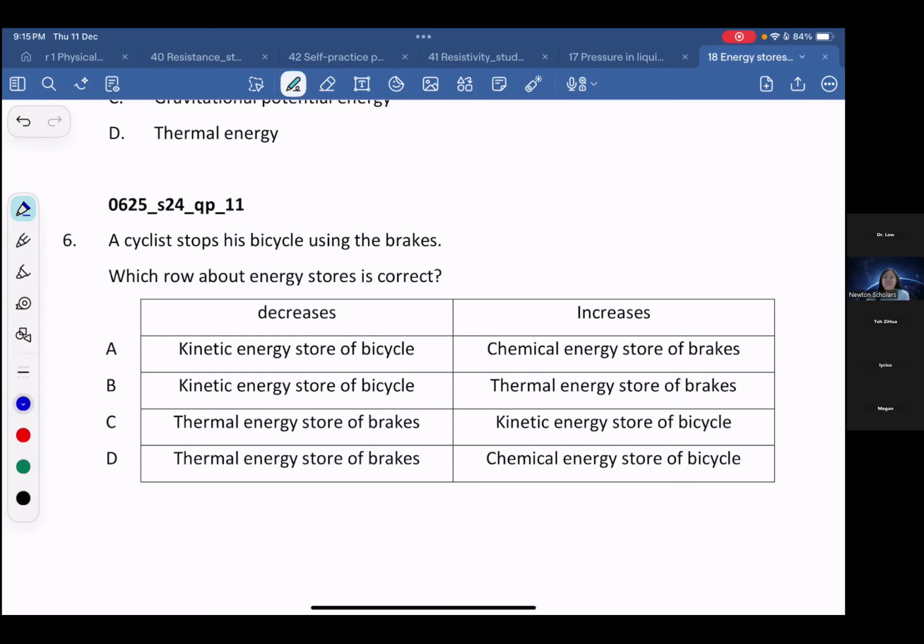Wow, nice. Your answer is exactly correct, Angeline. Good job. Okay, answer is B. Just now I asked Angeline why choose thermal energy will increase. Okay, why? So Angeline say bicycle stop, the brakes have friction which generate heat.